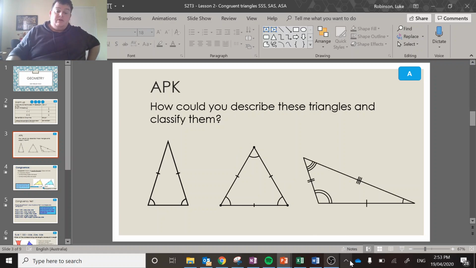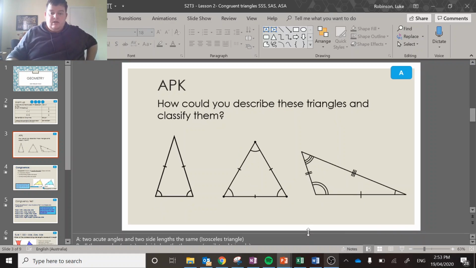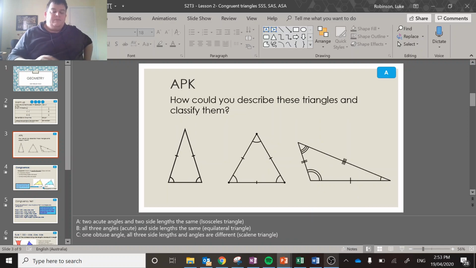Okay, so assuming that you paused that video, here are some of the things that you could see. You could say the first triangle has got 2 acute angles and 2 side lengths that are the same, and it's an isosceles triangle. You could say that all 3 angles and all 3 sides are the same, or it's an equilateral triangle. And then the last one, you could say that there's an obtuse angle with 3 side lengths all being different and all 3 angles being different, or a scalene triangle, if you haven't heard of those before.